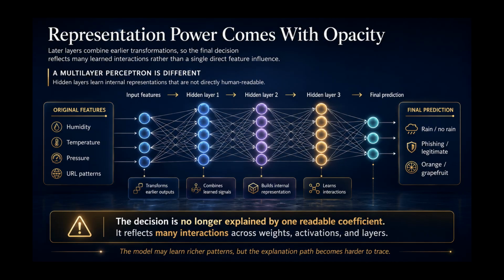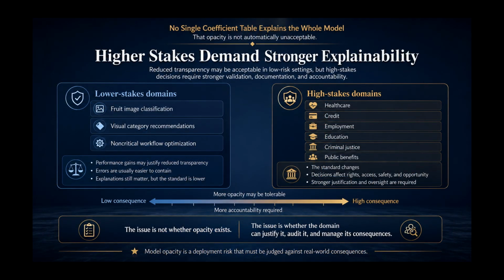A multi-layer perceptron is different. Hidden layers learn internal representations that are not directly human-readable. Each neuron transforms the outputs of earlier neurons. Later layers combine those transformations again. By the time the final prediction is produced, the decision reflects many learned interactions across weights, activations, and layers. There is no single coefficient table that fully explains the model. That opacity is not automatically unacceptable.